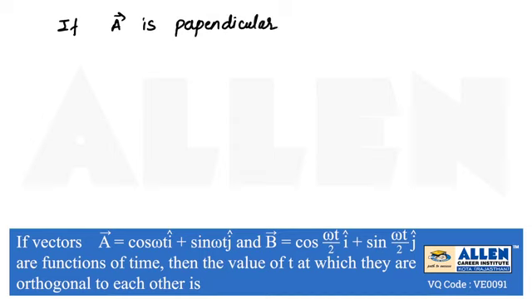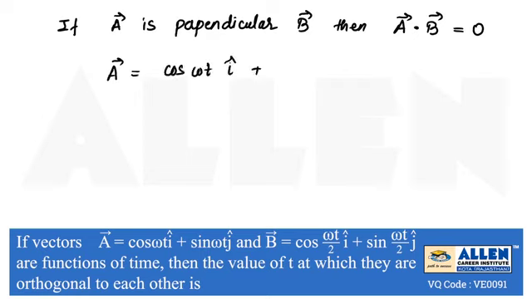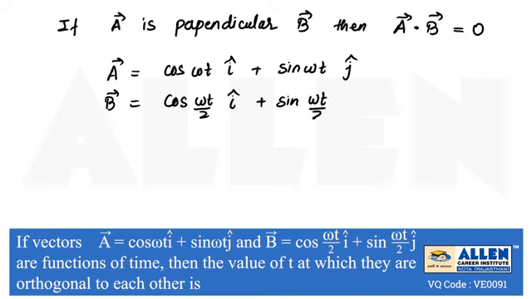We will use that conclusion: if A vector is perpendicular to B vector, then the dot product of these two vectors will be 0. Here A vector is given as cos omega t i cap plus sin omega t j cap, and B vector is given as cos omega t by 2 i cap plus sin omega t by 2 j cap. Now we will take the dot product of these two vectors.